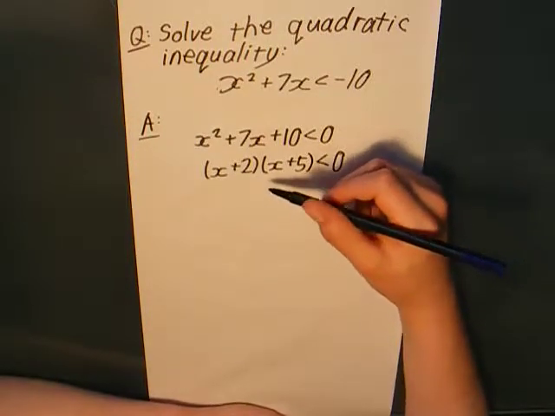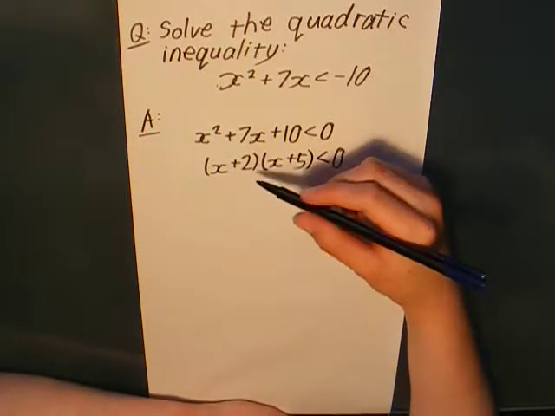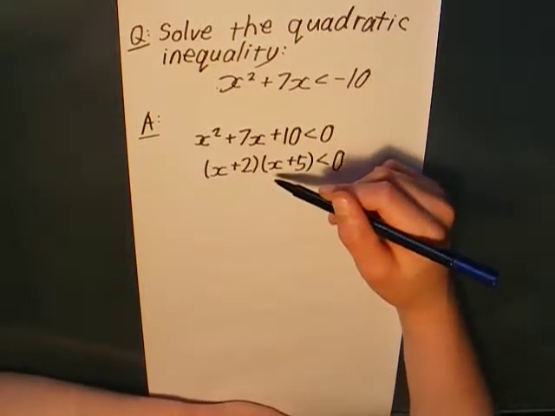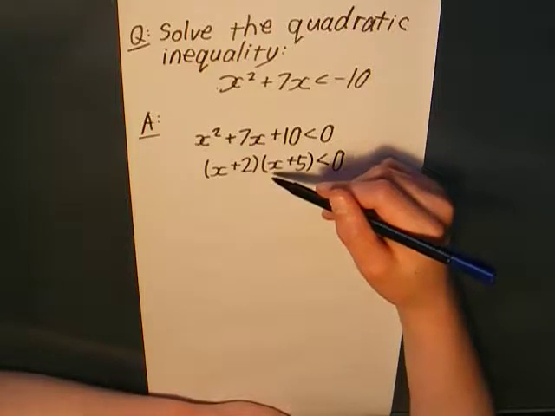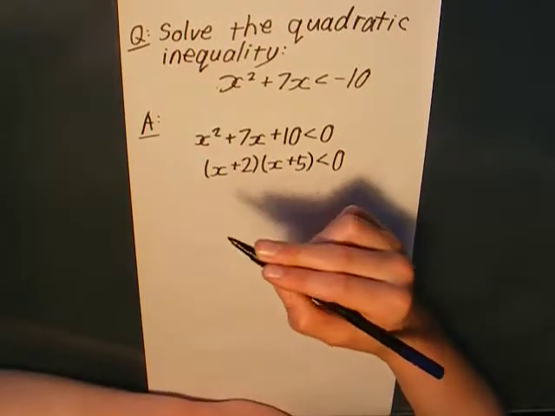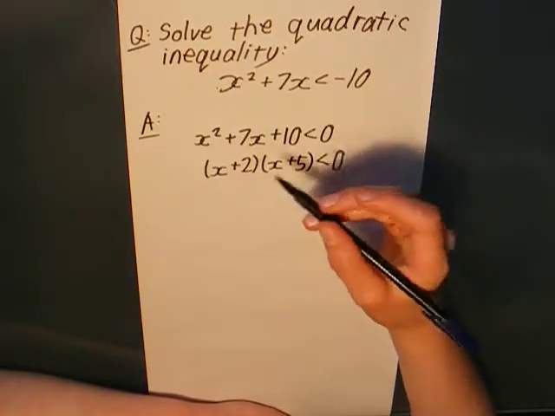What I'm going to do is look at when these are 0. This is 0 when x is negative 2, and this is 0 when x is negative 5. I'm going to compile a table, to see what happens to each of these terms on intervals between these numbers where they're 0.